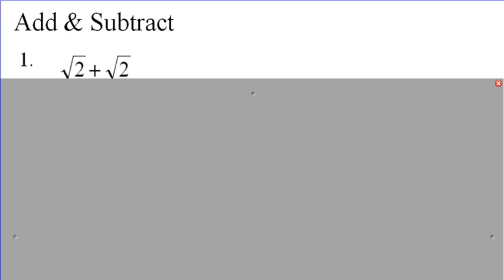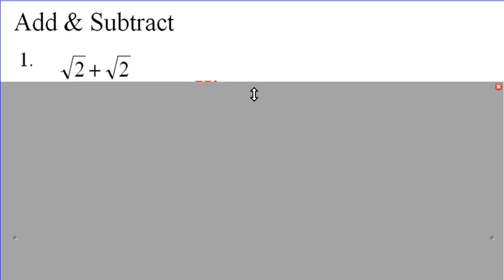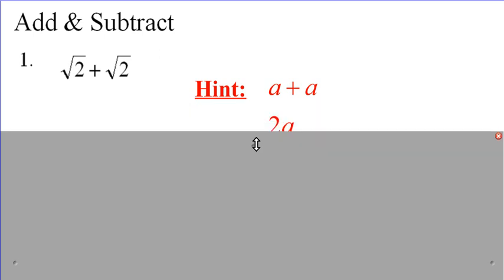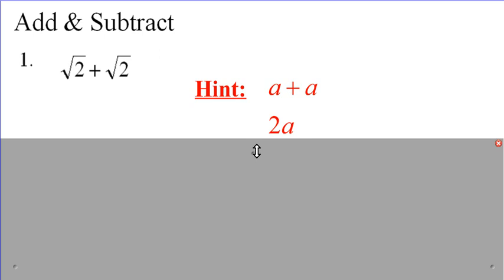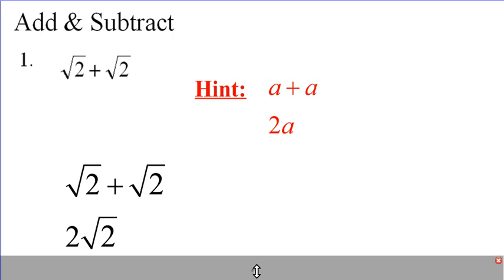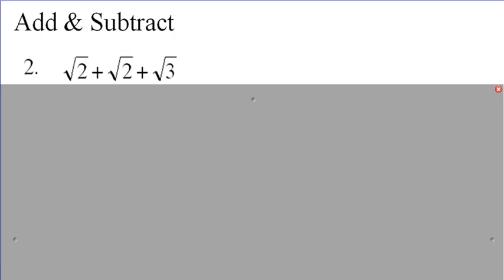So as we look at number 1, we're going to add the square root of 2 to the square root of 2. We want to think of this as a simpler example. You've done this before in algebra and pre-algebra. Think of it as a plus a. We know a plus a would be equivalent to 2a. So using that same concept here, the square root of 2 plus the square root of 2, I have 2 of them. So I would have 2 square roots of 2. Please pause the video and try the next series of problems.